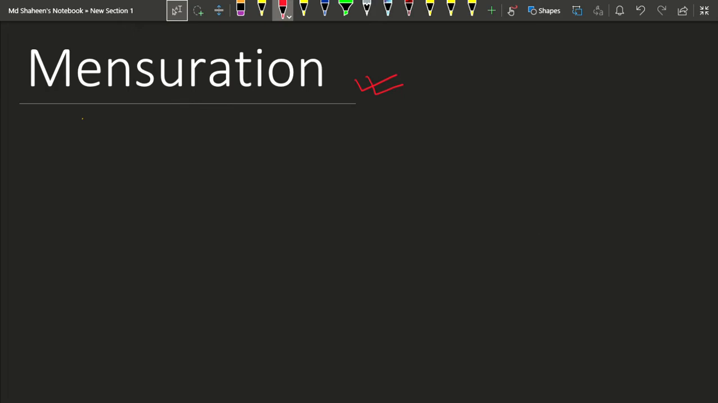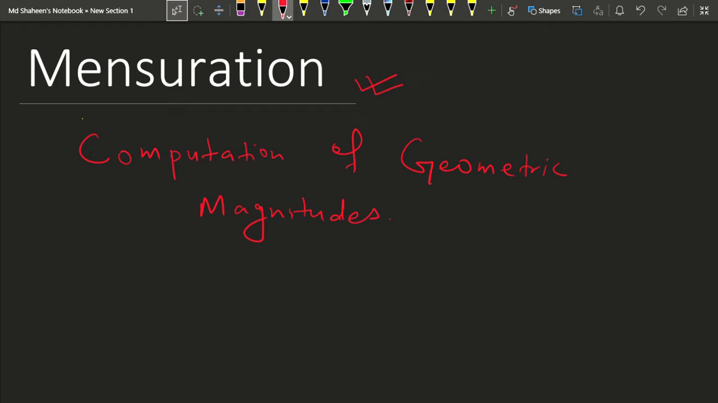We can say it is a branch of mathematics where we study the computation of geometric magnitudes. Computation of what magnitudes? Let's see. It is the computation of geometric magnitudes.